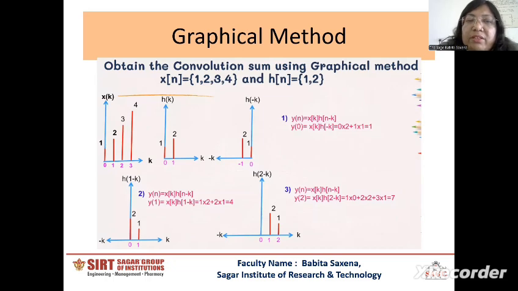You have to practice numerically and see this PPT very carefully. All the steps are given in this PPT. There is very little time, so I will not explain all the slides. You can learn the process of convolution from these slides.